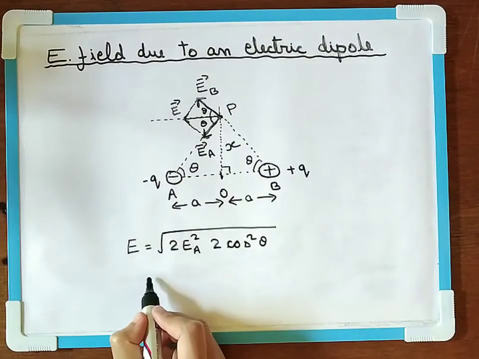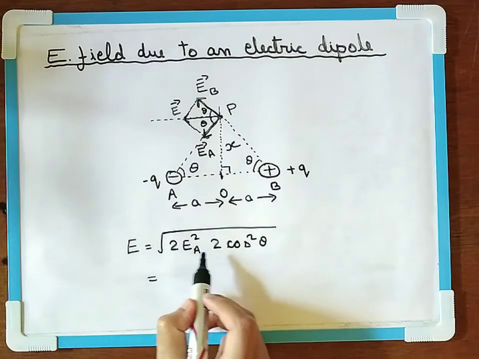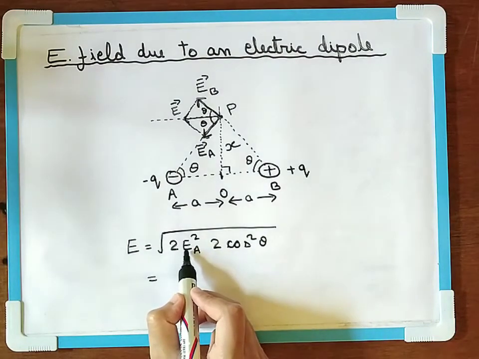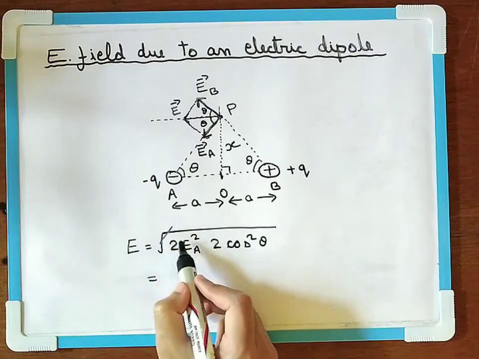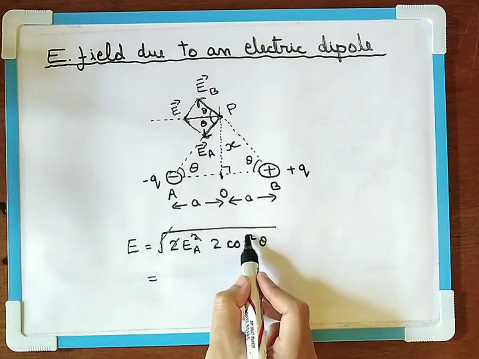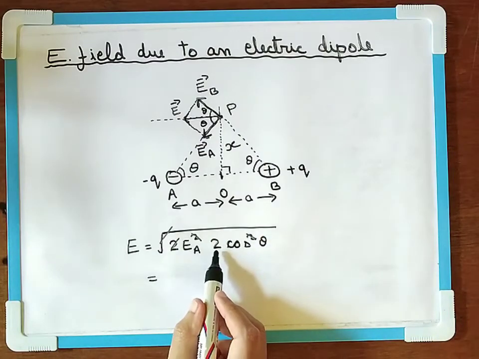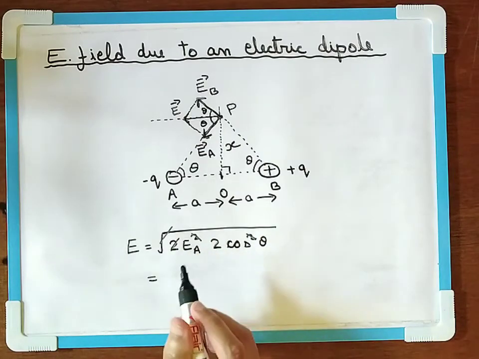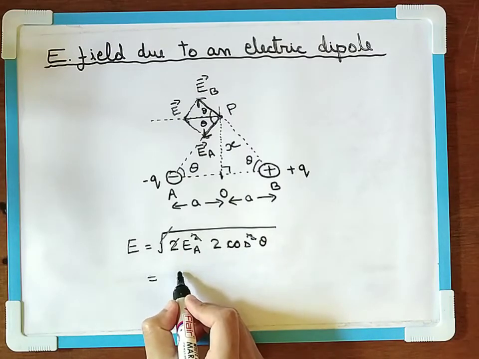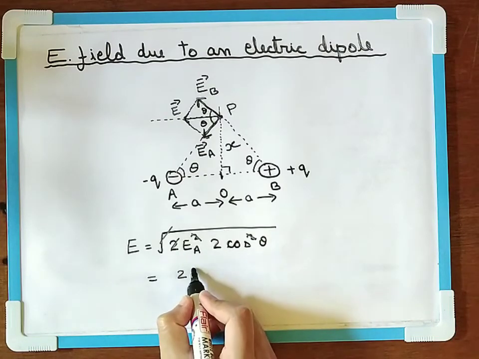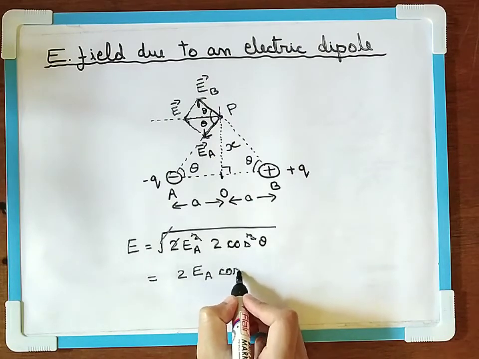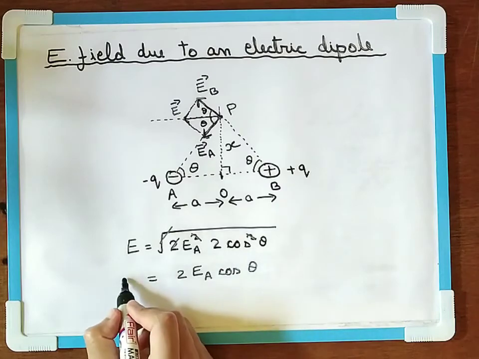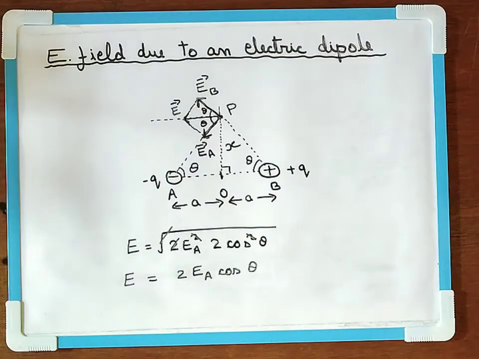So now this square root will cancel the 1/2 here, and the E_A square and cos theta here. So 1/2 is cancelled, then the E_A is cancelled, and 1 cos theta is cancelled. So what we have is 2 E_A cos theta. So E is equal to 2 E_A cos theta.